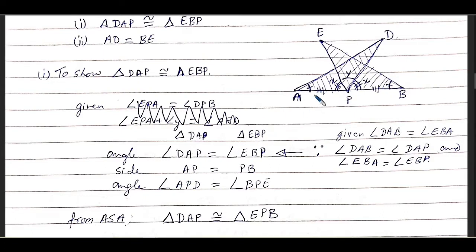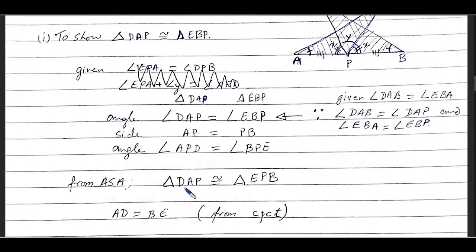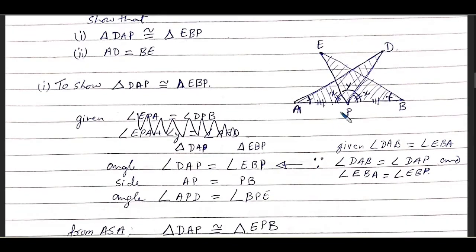And angle APD and BPE, this is also given. So from angle, side, angle, I can say triangle DAP is congruent to triangle EBP. And similarly, these triangles are congruent. From CPCT, I can say that AD is equal to BE. That is, AD is equal to BE.